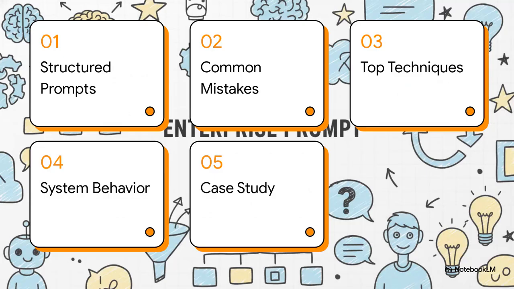So here's our roadmap for this explainer. We're going to cover structured prompts versus raw text, diagnose some common daily mistakes, dig into my top 5 prompting techniques, look under the hood at system behavior, and then wrap up with a real-world production case study.